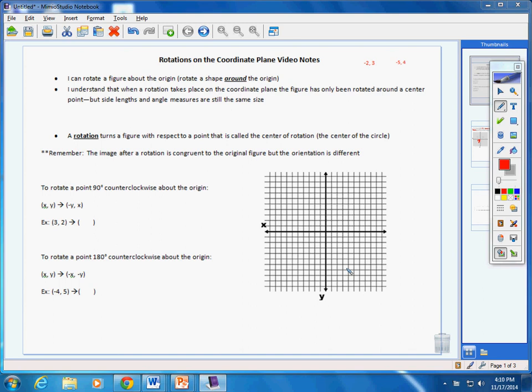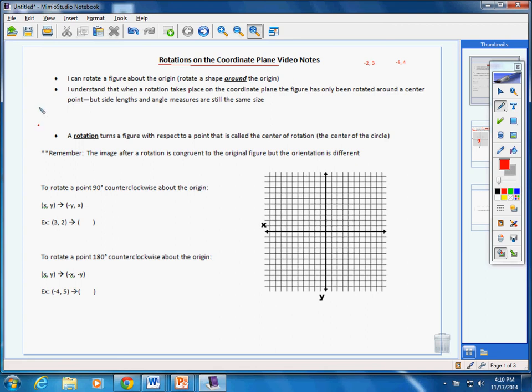Ladies and gentlemen, we're going to do a better job tonight talking about rotations on the coordinate plane. Rotations, it means we rotate something. Think of a knob that you are asked to rotate or turn. Okay, we're taking a point and we are rotating it about a point.